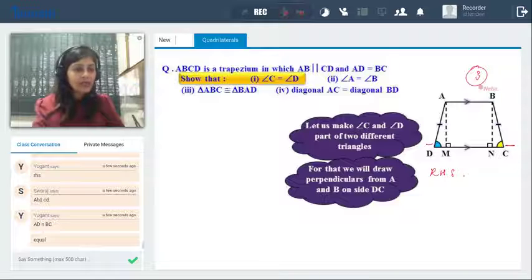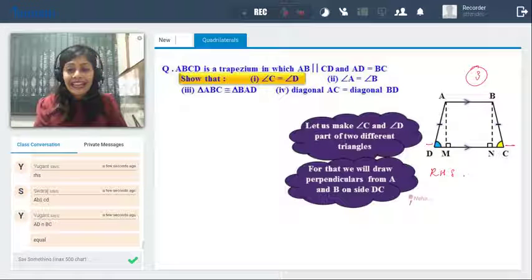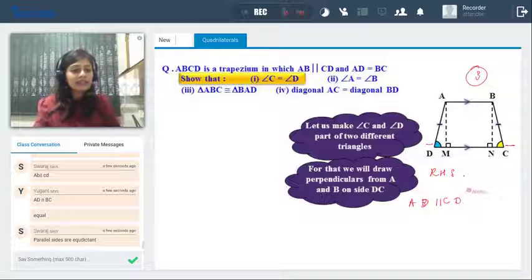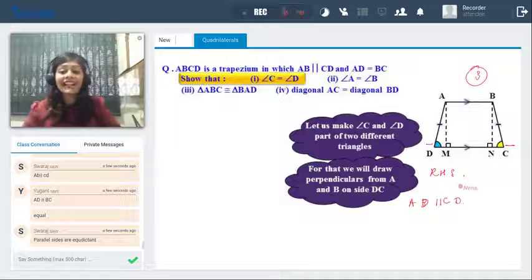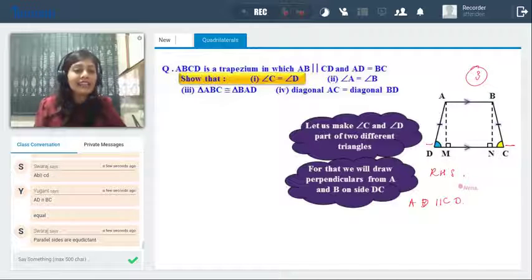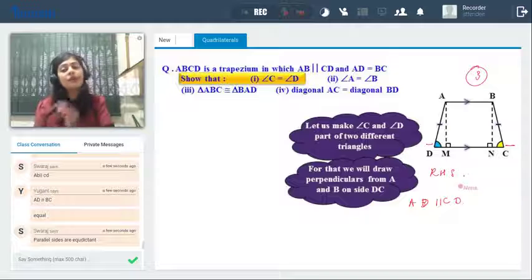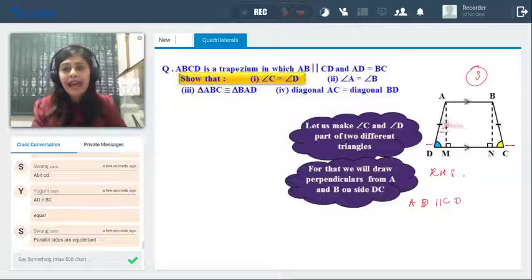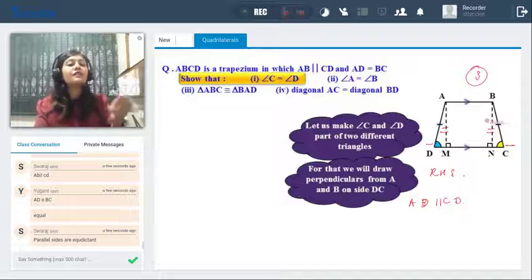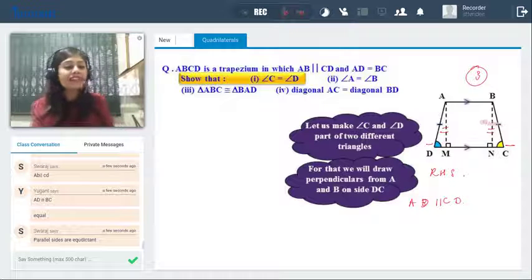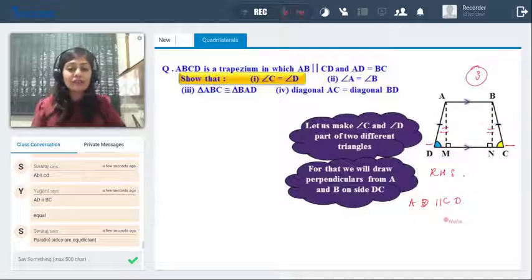So, what happens if we have two sides parallel to each other? All right. Students, pay attention. AB and CD are parallel to each other. And the distance between two parallel lines is always constant. Point to be noted, perpendicular distance between two parallel lines is always constant. And AM and BN are the perpendiculars between two parallel lines. So from our construction, AM is always equal to BN. Yes, that's your third pair of corresponding sides.